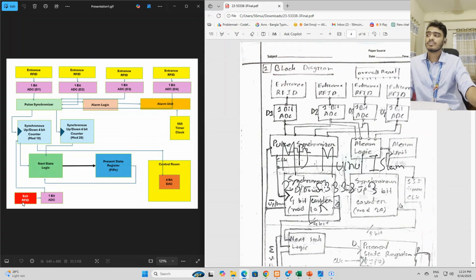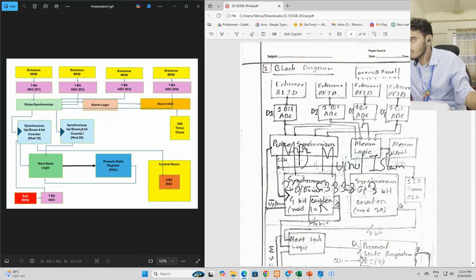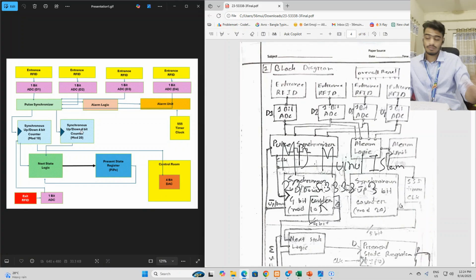It is not connected with this exit RFID, because if someone exits, no problem. He already bought a ticket. That's why he went into the station. So this is actually our ticket counter. According to our requirement, if only 10 passengers are allowed on the platform, and 20 tickets, if I'm not wrong, 20 tickets are issued in a day at maximum.